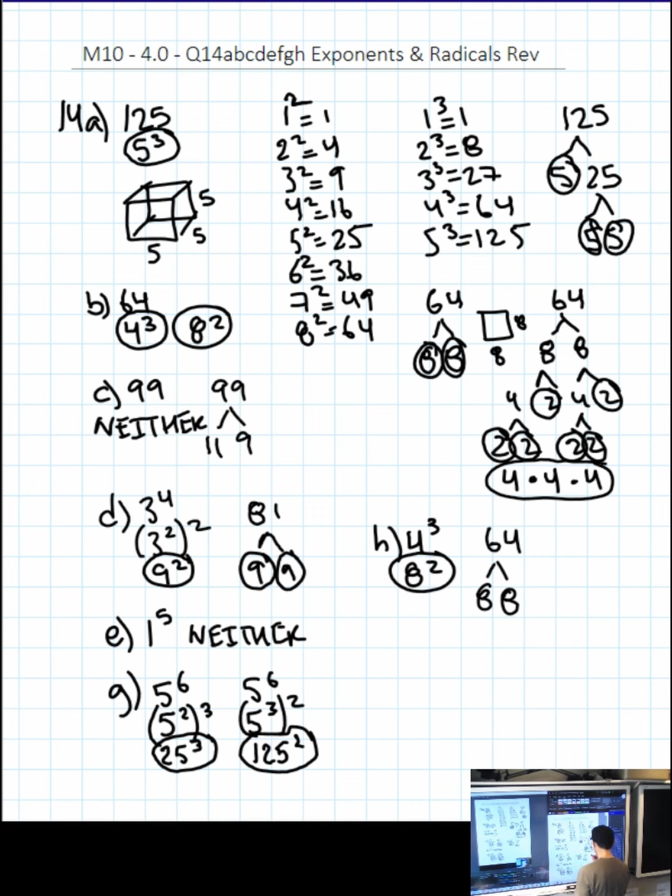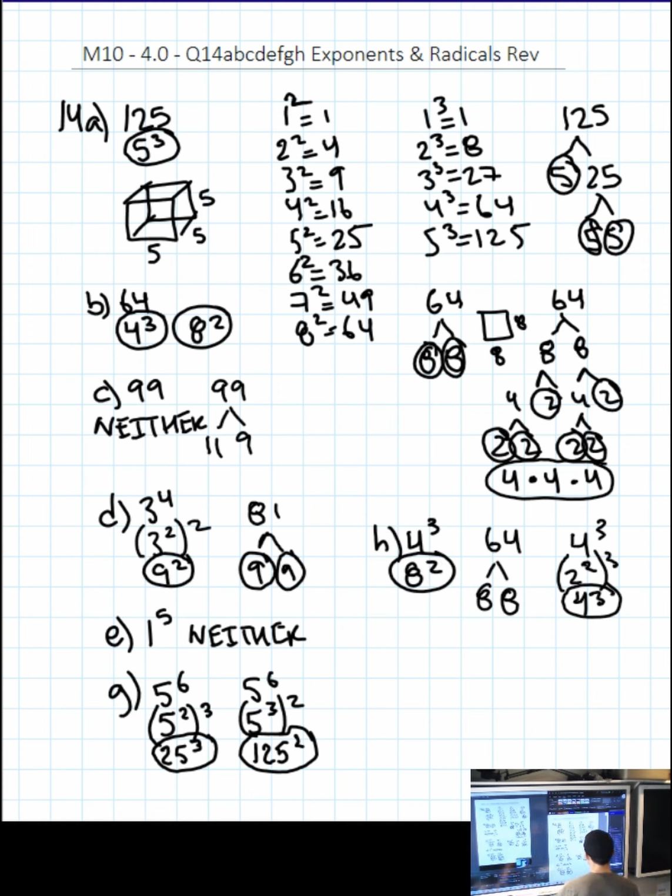And I'm going to do it differently. So we have 4 cubed. I'm going to perform change of base. So 4 is simply 2 squared, still cubed, which is just 2 to the 6. A perfect square and a perfect cube.